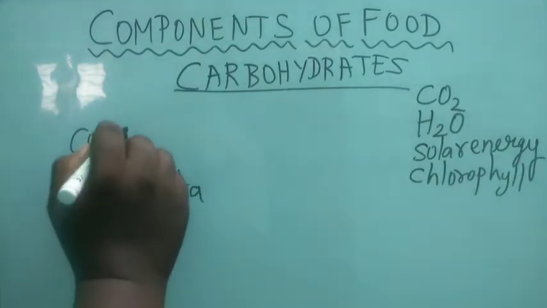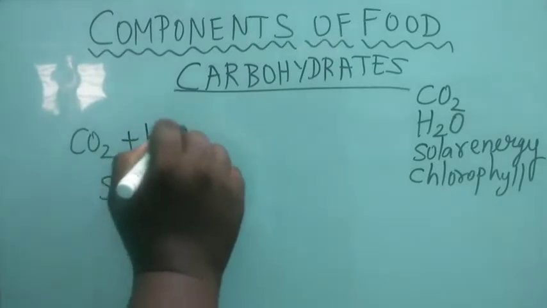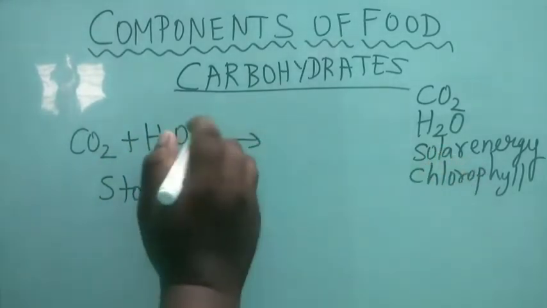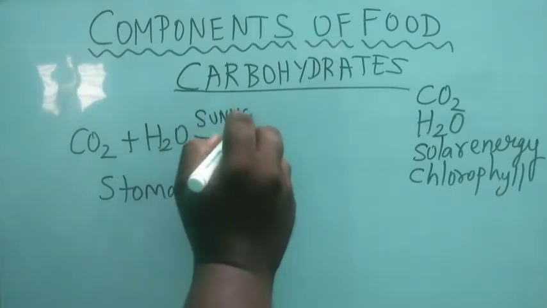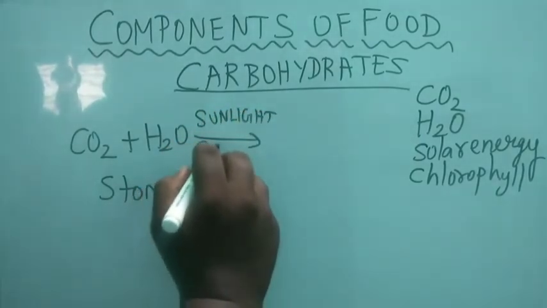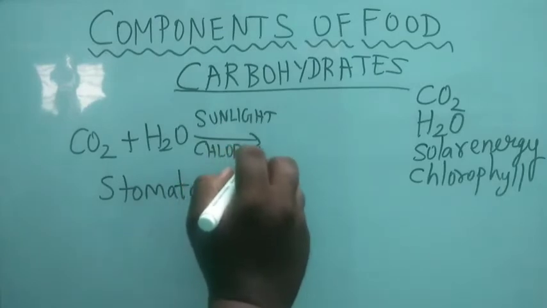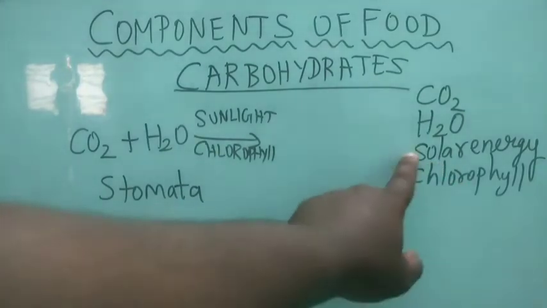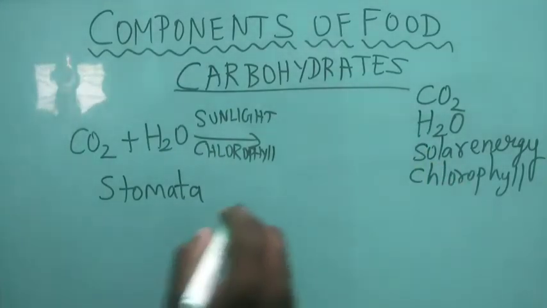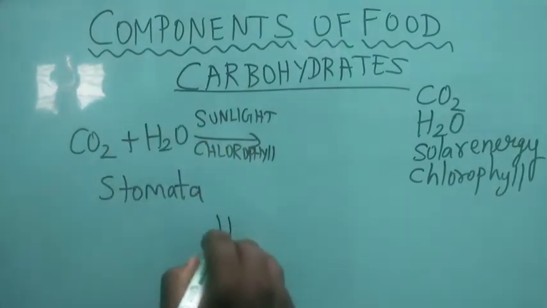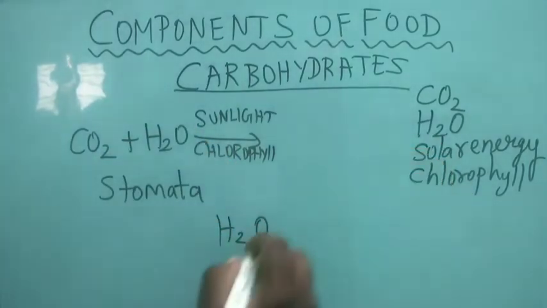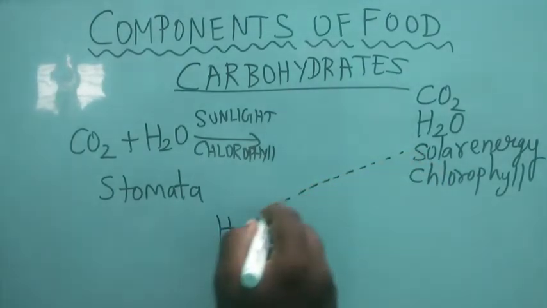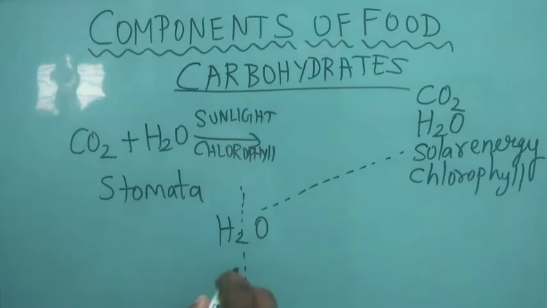So this carbon dioxide, along with the water, in the presence of sunlight and chlorophyll, that is, the solar energy from the sunlight and in the presence of chlorophyll. Now what happens? This sunlight, as I already told, consists of solar energy. The solar energy will come and break this H2O. For example, this is the H2O, and the solar energy will come and break this H2O.